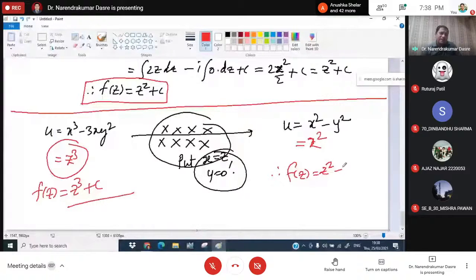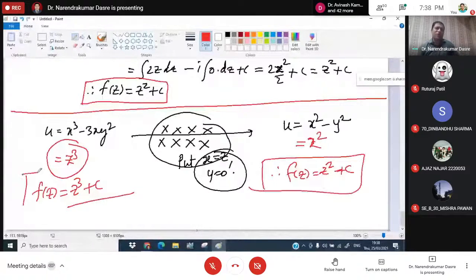But remember that this trick is applicable only for the real part. For the imaginary part it's different, or it's not that simple. But if you want to find it for the real part, what will be your final answer? Then it's simple. You put x is equal to z and y is equal to 0, and then whatever term you have, add the constant of integration. So that will be your function f of z.